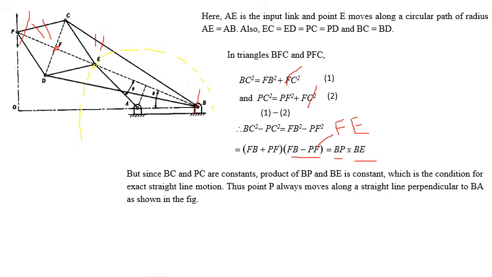Since BC and PC are constant, that is this length BC and this PC are constant, the product of BP and BE also becomes constant. Which is the condition for exact straight line motion. Therefore, this point P traces the exact straight line perpendicular to BA.